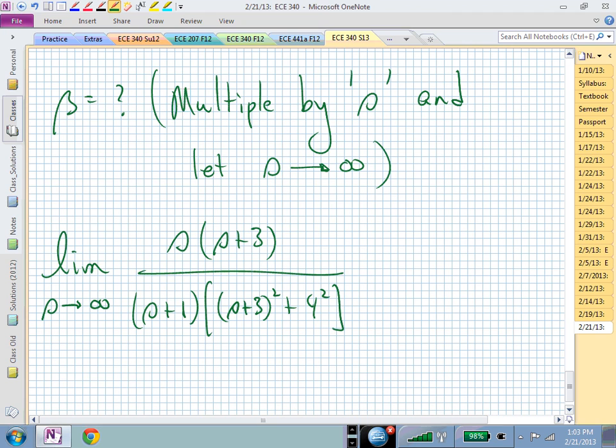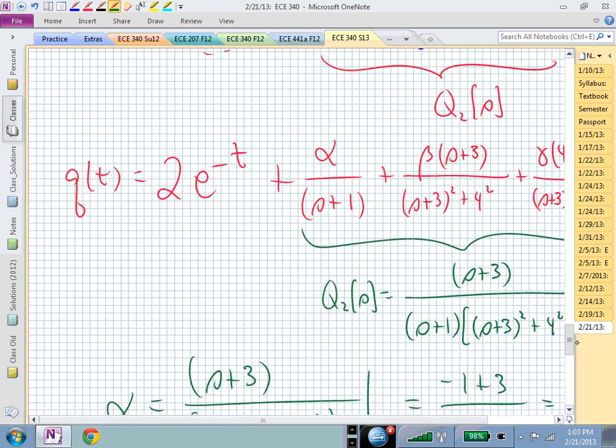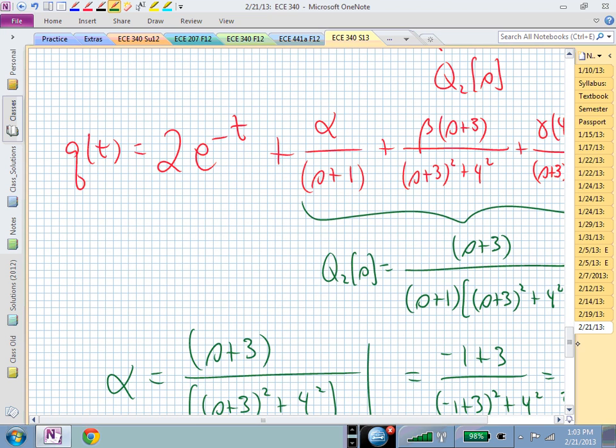Does everybody see what I'm trying to do? Now I have the limit of 1 over s as s goes to infinity. What's that value? That's 0. So my left-hand side is simplified down to just 0 by multiplying by s and letting s go to infinity. That was the left-hand side, s times Q sub 2 of s.